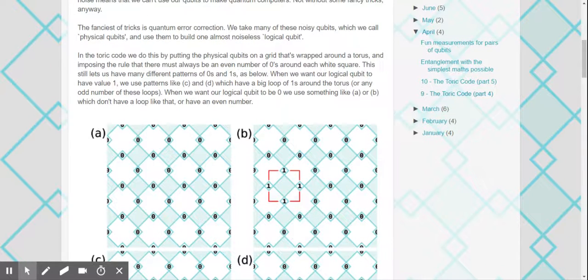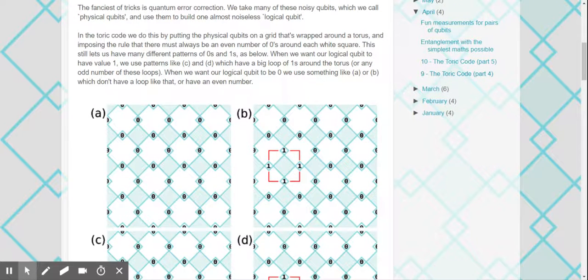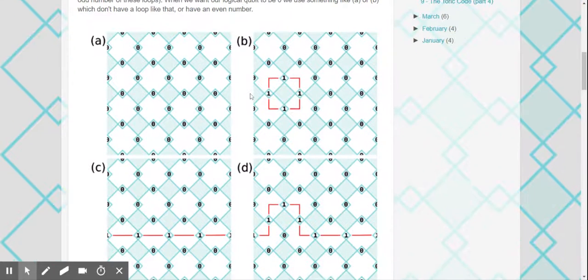In the toric code, we do this by putting the physical qubits on a grid that's wrapped around a torus, and imposing the rule that there must always be an even number of zeros around each white square. This still lets us have many different patterns of zeros and ones as below. When we want our logical qubit to have value 1, we use patterns like C and D.